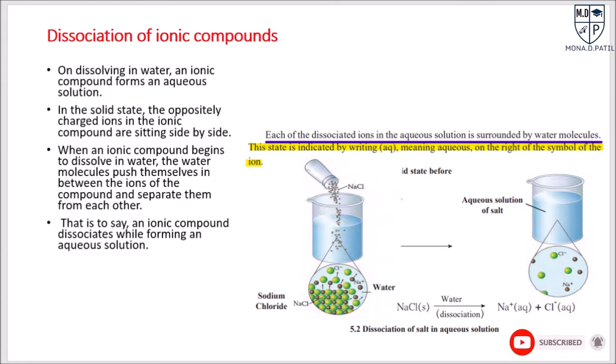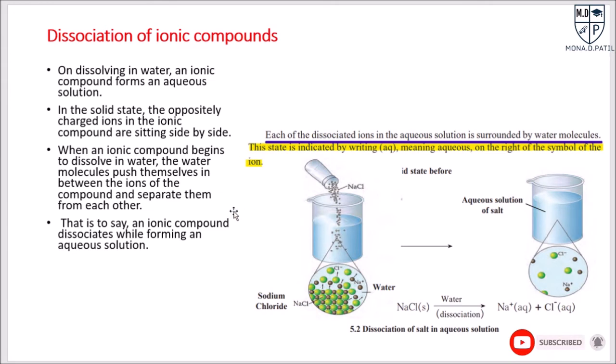So in the solid state, the oppositely charged ions in the ionic compound are sitting side by side. Okay, so here in a drop of salt you can see two ions, chlorine and sodium, and they are very close to each other. But as it mixes into the water, these ions move far away from each other. Okay, so this is what dissociation is.